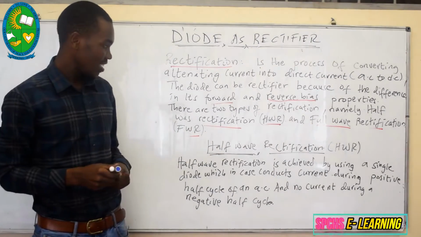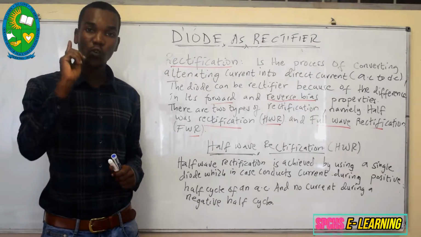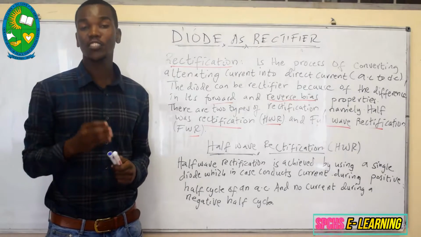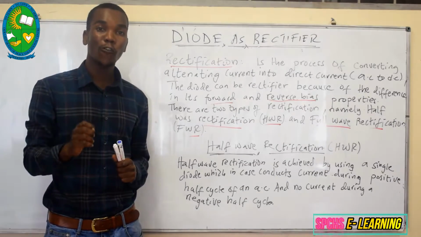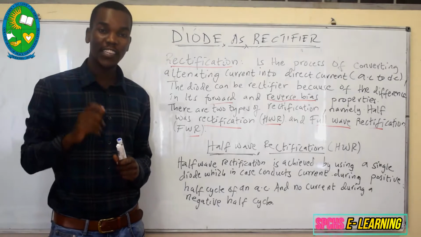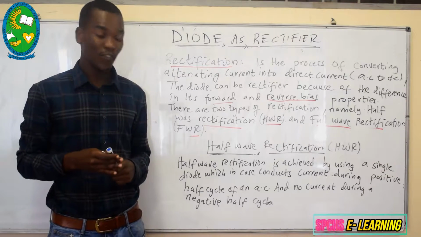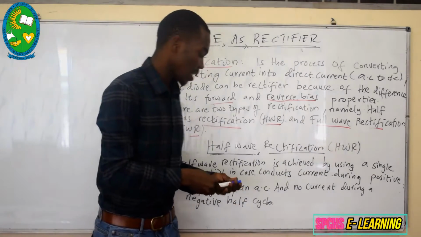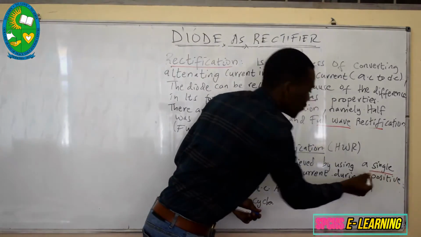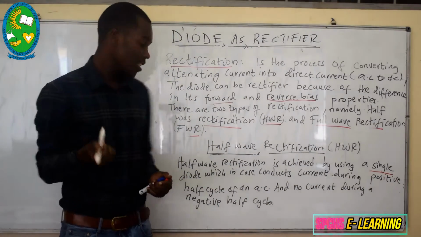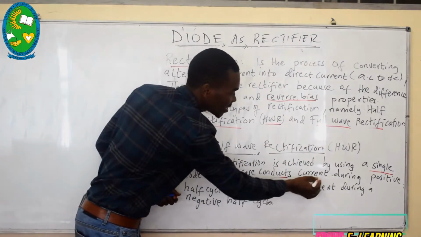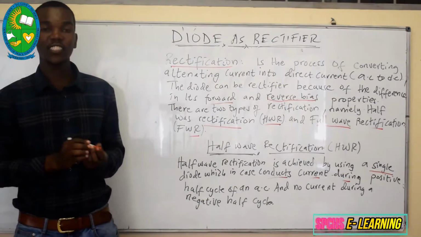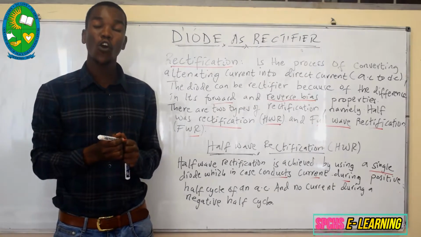Half-wave rectification is achieved by using only one diode. Why do we call it half-wave rectification? It is because only one half of a cycle of an AC current is used in this conversion. It is achieved by using a single diode, which conducts current during a positive half cycle only.